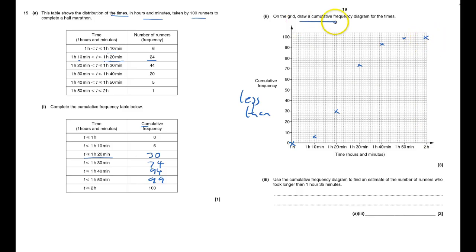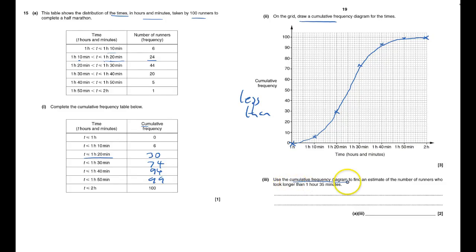It says draw a cumulative frequency diagram. I haven't drawn it, I've just plotted some points. I've got to actually draw the smooth curve. As always with a graph, apart from a scatter graph, you still probably have to draw a line of best fit. But here it needs to go smoothly through all the points.